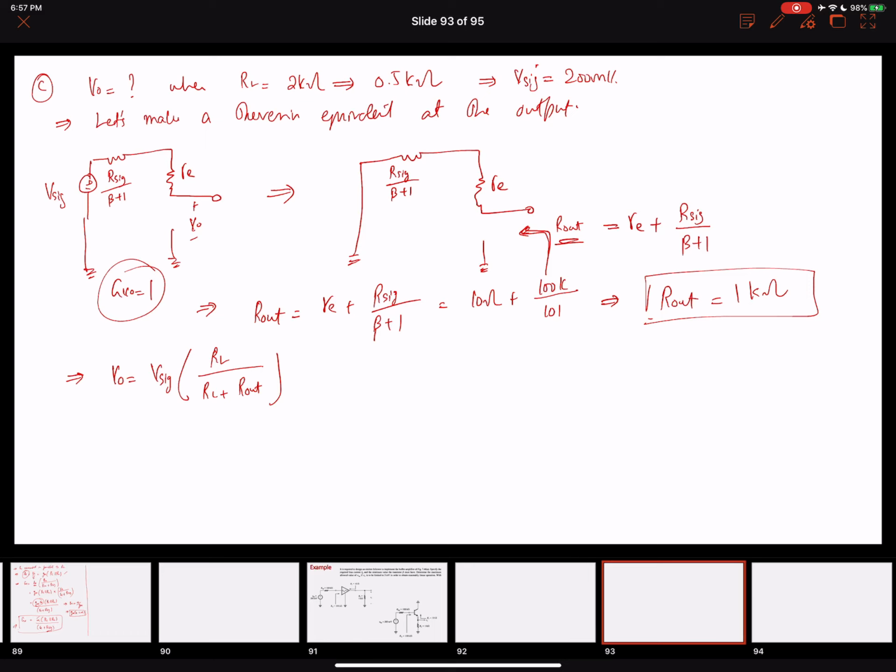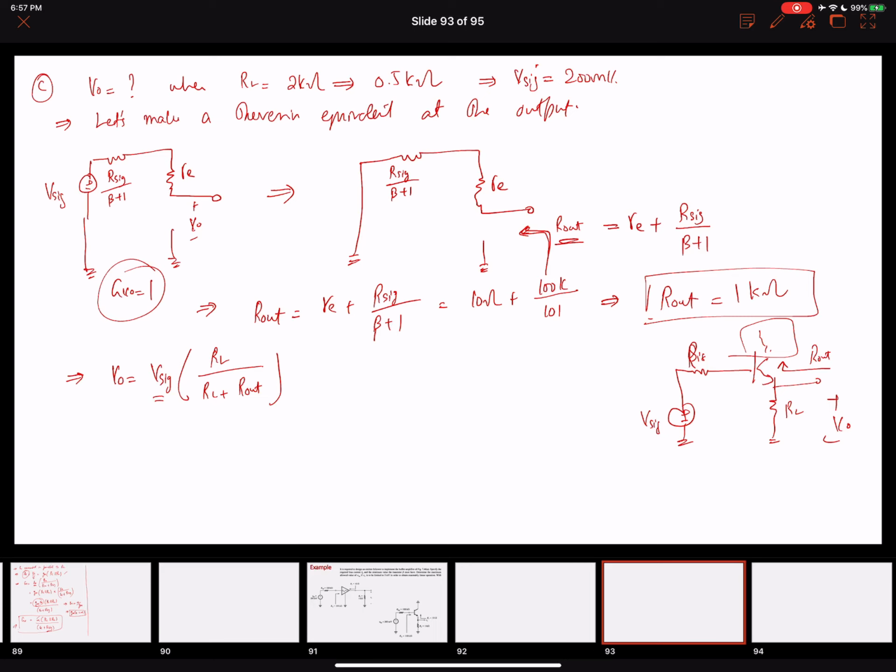Considering if I will simplify the circuit, assume that the circuit is there. This is the load resistance here, and this is the resistance R out for the Thevenin equivalent. This is the signal resistance, and this is a signal voltage. So your V naught will be equal to V signal times RL over RL plus R out.